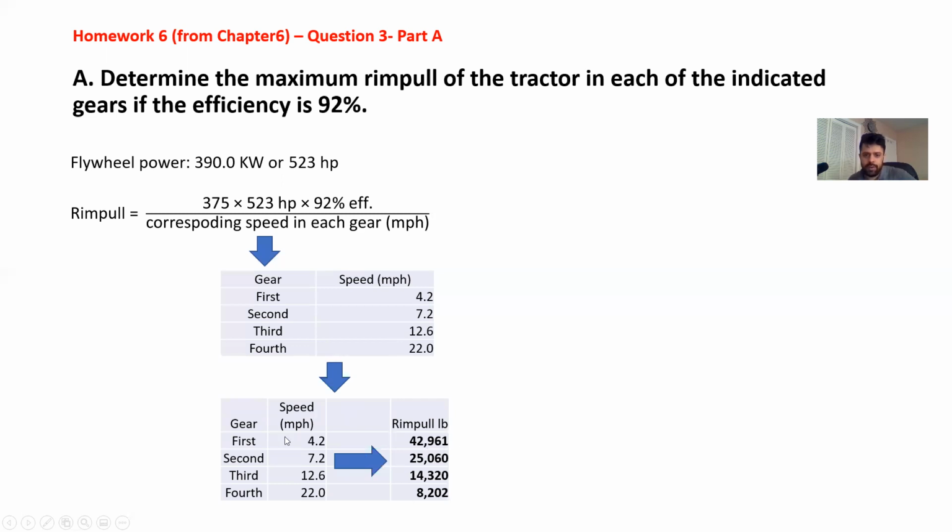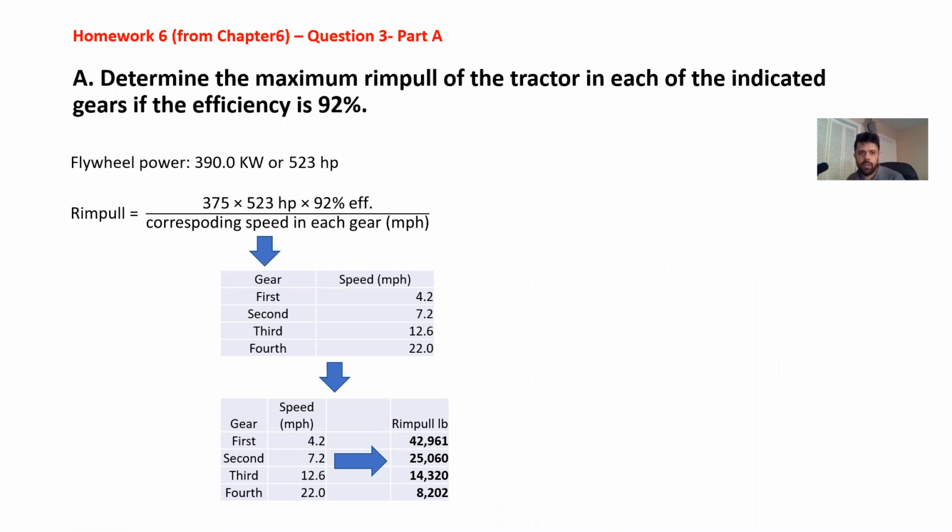So in the first gear, the machine is generating the maximum ripple of 42, almost 43,000 pounds. But as you can see, in second, third, and fourth gear, the ripple continues to decrease. So it is the trade-off between the speed and the power. The faster you want to go, the less power you will have.